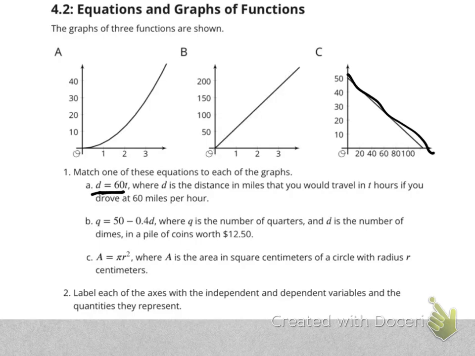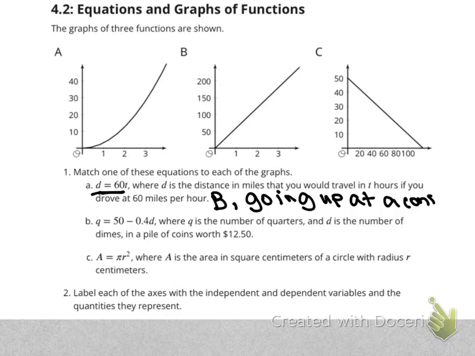This one's going down, but you would have to have a negative. First equation doesn't have a power of 2, so it wouldn't curve. So this is going to be B, because it's going up at a constant rate.